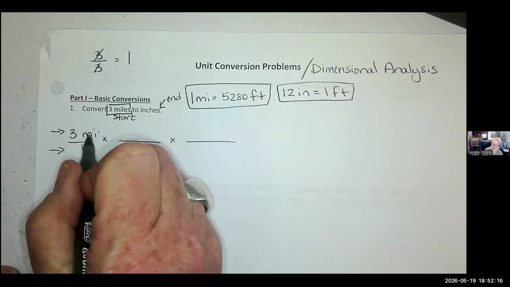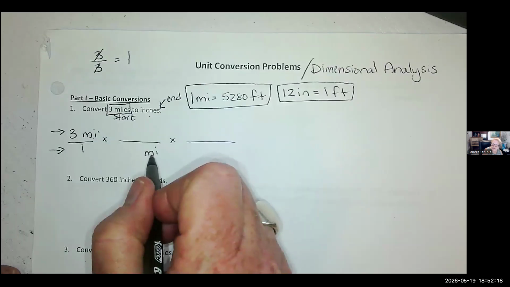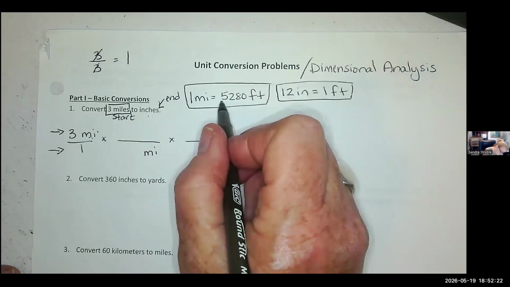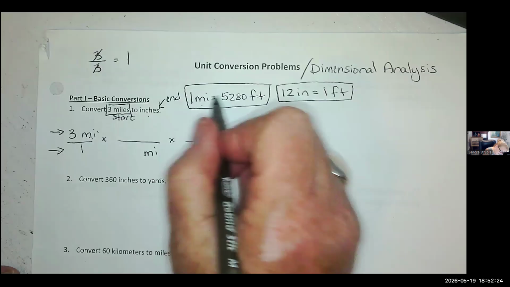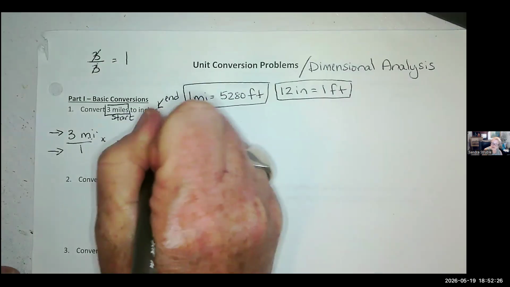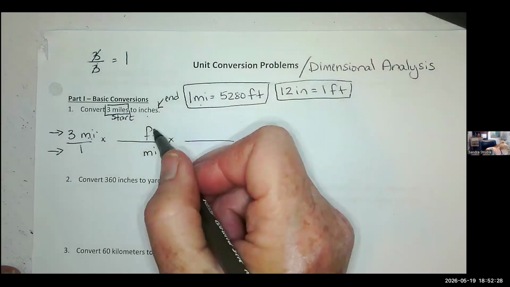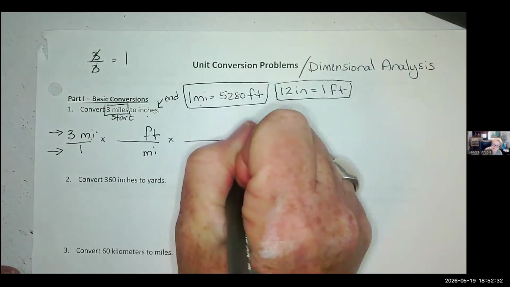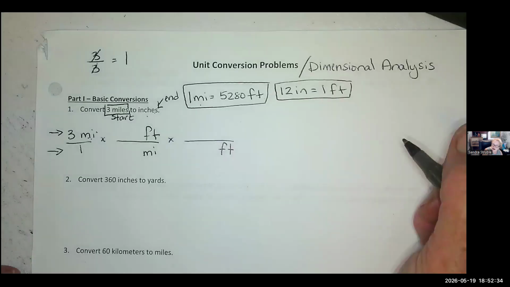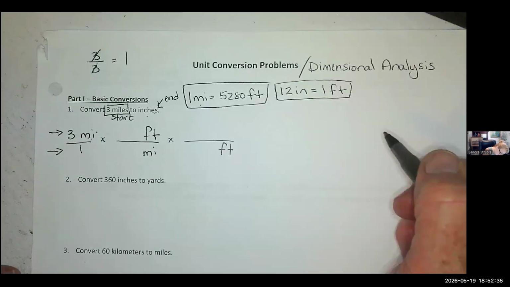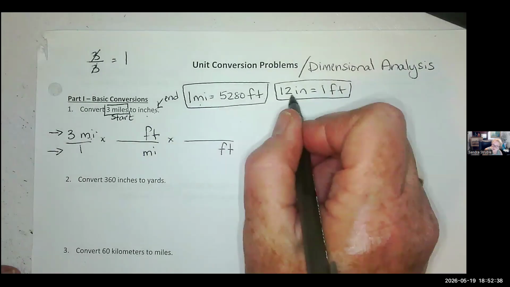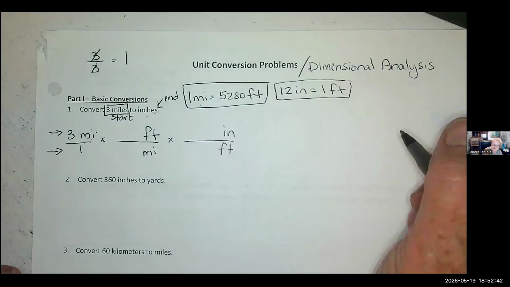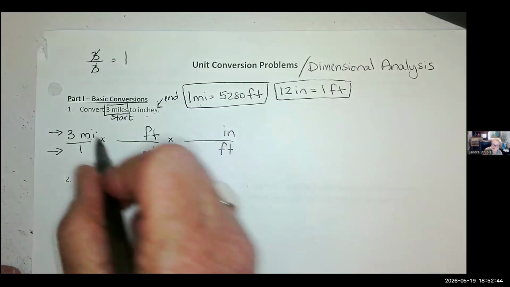So what can I go to? Which of these conversions can I use for miles? I can go from miles to feet. Well, I'm going to do that. I don't want feet. I want inches. So I need to get rid of feet by putting it down here in the denominator. So they will cross each other out. I can go from feet to inches. That is my goal. Once I get them placed where the miles will cancel, the feet will cancel, I'm left with inches.